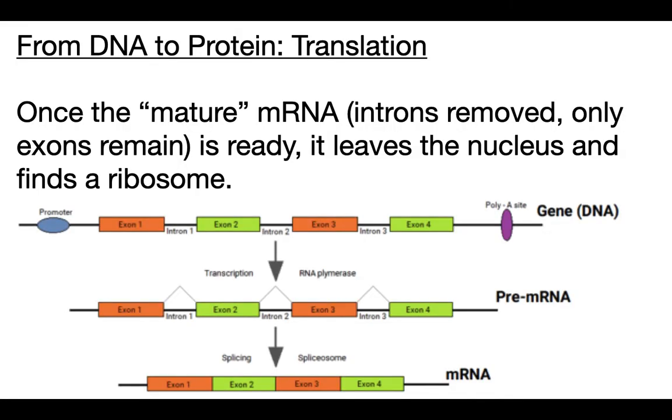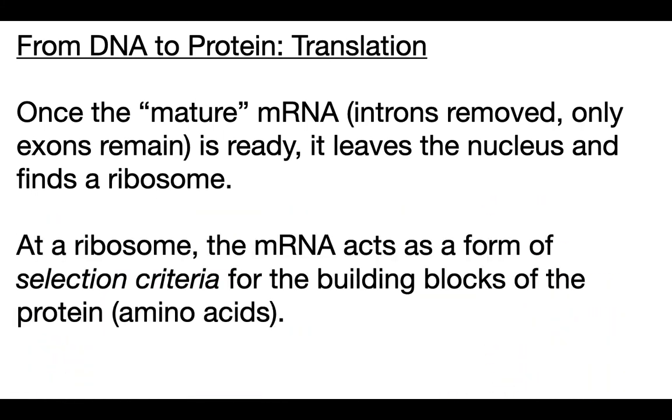So, just to review, this is our mature mRNA down at the bottom, having started as a DNA sequence, being converted into an RNA sequence, and then having the introns cut out and becoming a mature strand of messenger RNA. Once those introns are removed, it is ready to leave the nucleus, go find a ribosome, and get the process of creating a protein started. But that's going to be what we talk about in our next video.